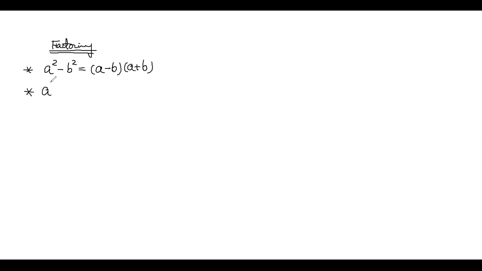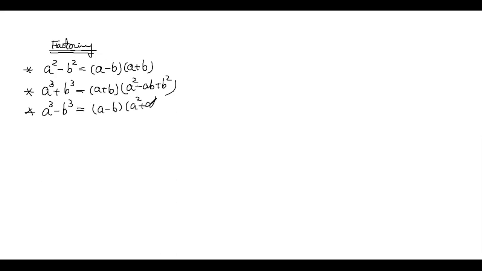How about if you have a cube plus b cube? Then the formula will be a plus b times a squared minus ab plus b squared. Then if you have a cube minus b cube, the formula will be a minus b times a squared plus ab plus b squared.